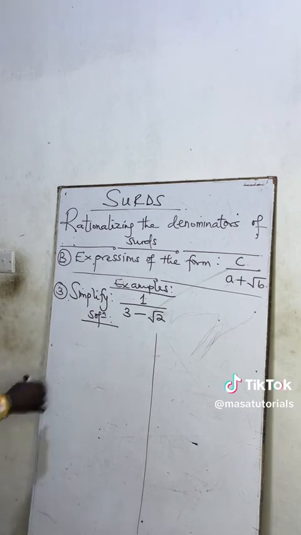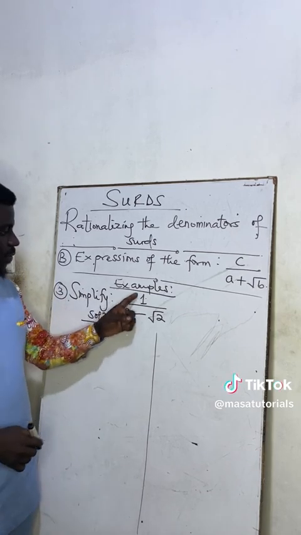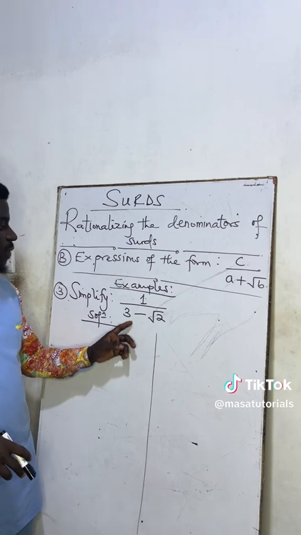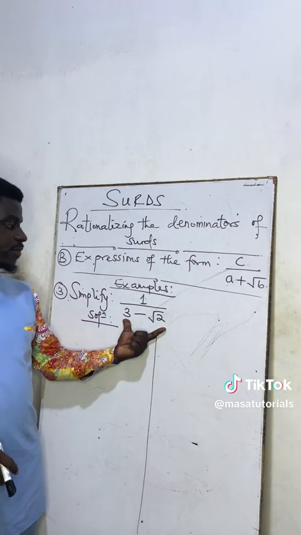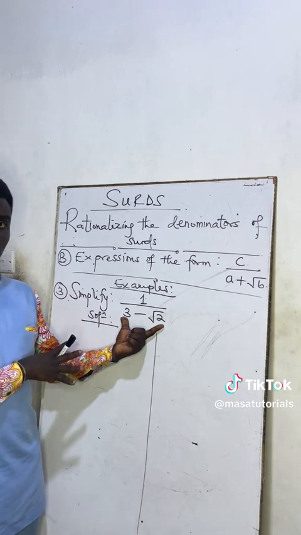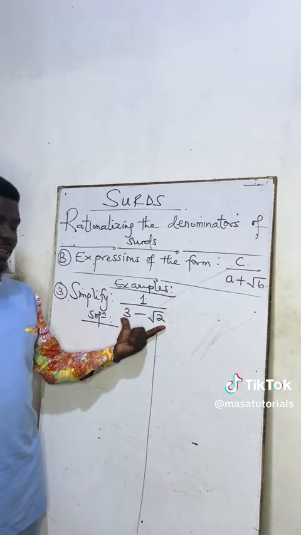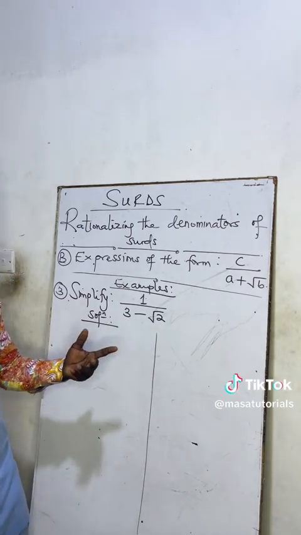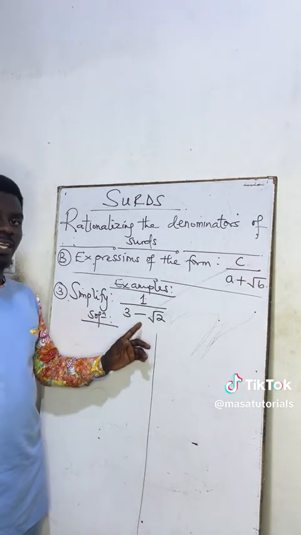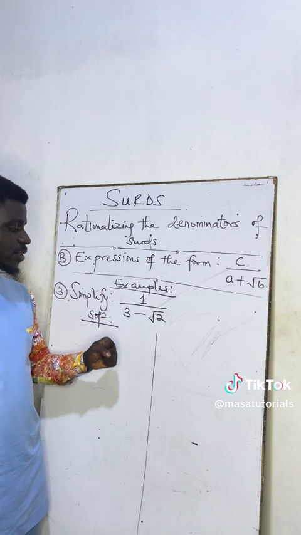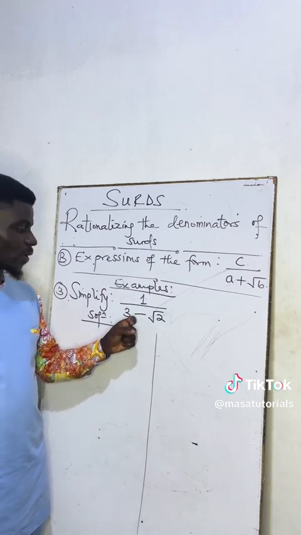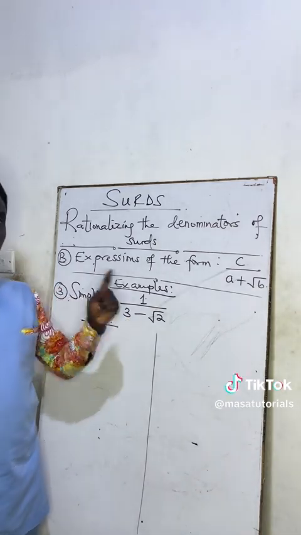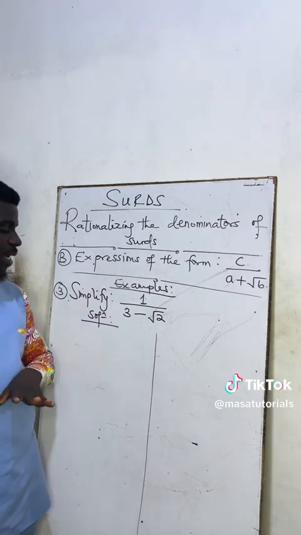Example 3: simplify 1 over (3 minus square root of 2). Now, we are focusing on the denominator. So the denominator is 3 minus square root of 2. We need to rationalize, or we need to simplify. So we have to rationalize the denominator. We apply the conjugate. The conjugate of this will be 3 plus square root of 2. Minus changes to plus.